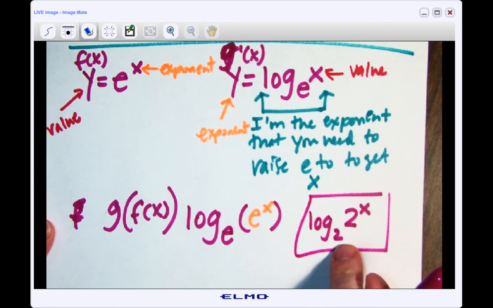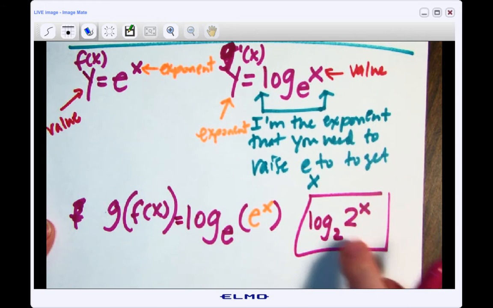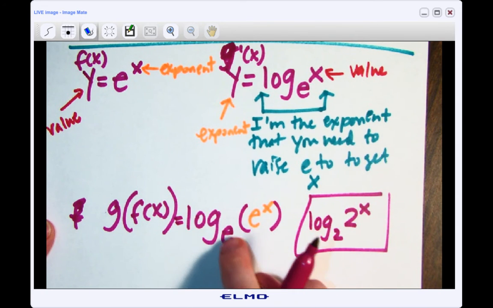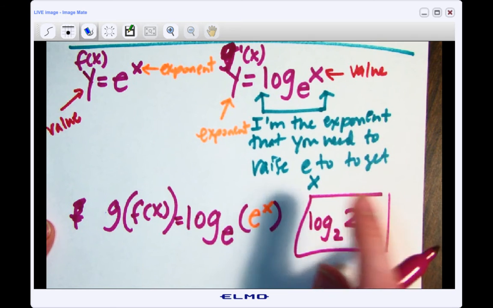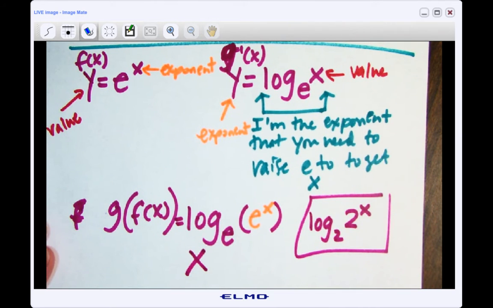This says, what do I have to raise 2 to get 2 to the x? Is there anybody that doesn't know what that is? What do I have to raise 2 to get 2 to the x? What do I have to raise e to get e to the x? Hopefully, everybody sees that that is a big fat x. Does everyone agree with that? See how when I compose them, I got the x back out?